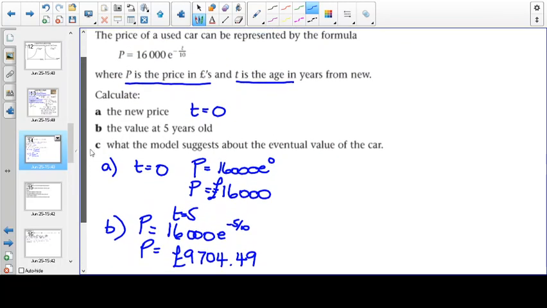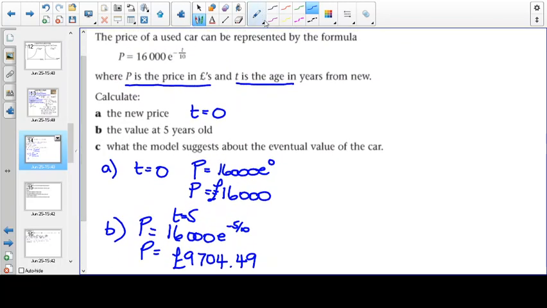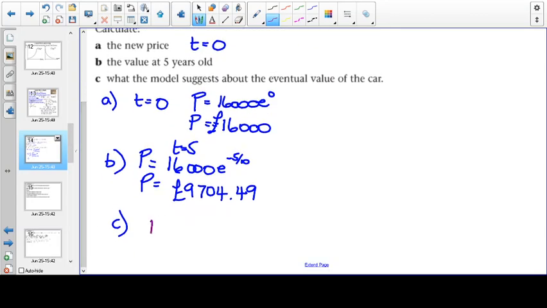Okay, so again, this is to do with this bit here. What is happening to this bit as t gets bigger and bigger? So as t tends to infinity, because it suggests the eventual value of the car. So the eventual value of the car suggests that t is just going to keep getting bigger and bigger. The car's just going to get older and older. What's happening to that?